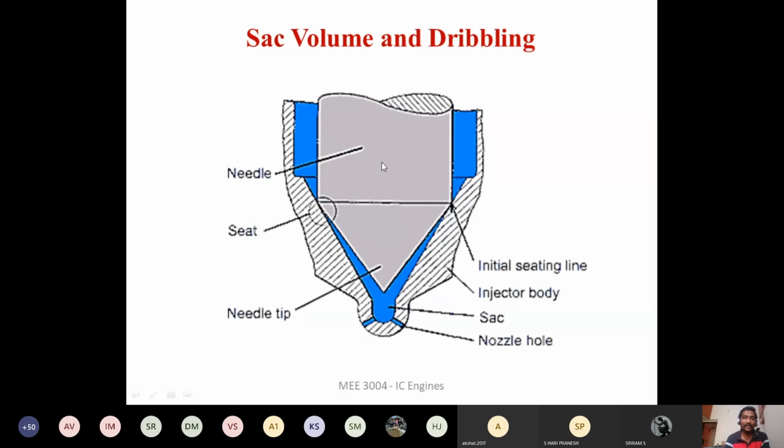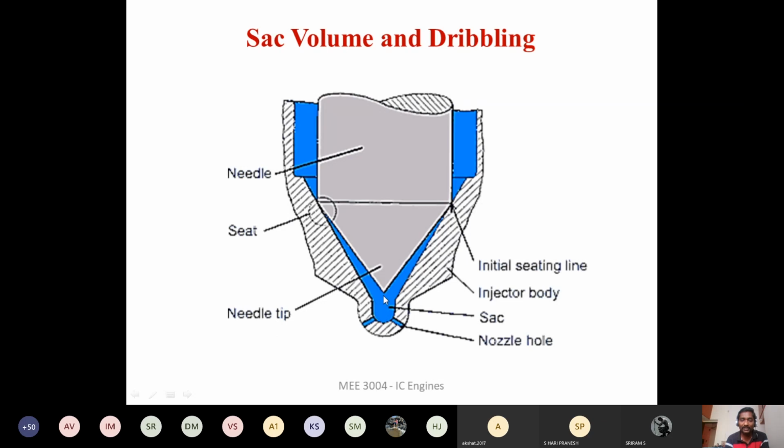Now let us say the needle valve is closed, right? But remember, this portion we call the sac or the fuel gallery. Some amount of fuel is going to remain here, and as the engine operates, due to the vibration, there will be dripping of the fuel through the orifice. So dripping of the fuel will be there through the orifice because of this sac portion.